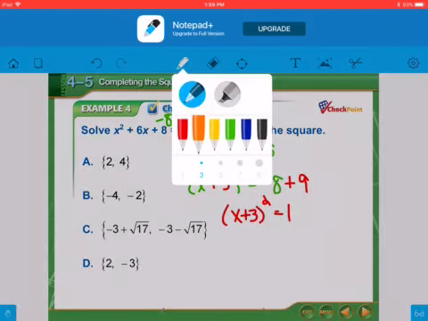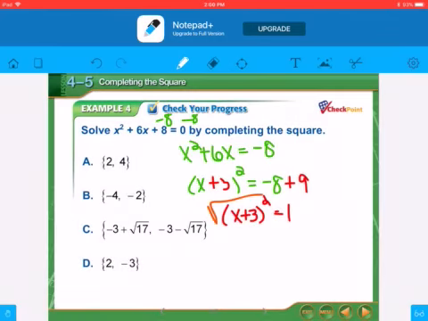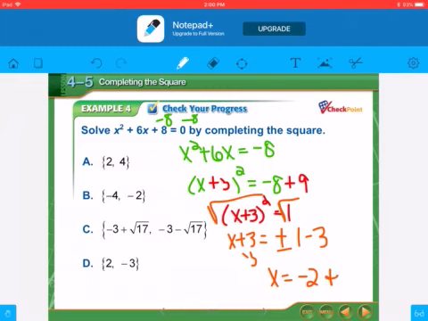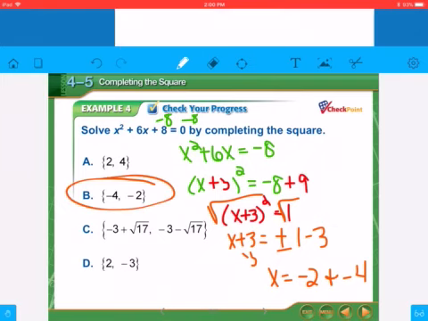So now I'm going to square root both sides. And when I square root the left side, I end up with x plus 3. But when I square root the right side, the square root of 1 is a positive and a negative 1. And then my last step is I subtract 3. So I get that x equals positive 1 minus 3, which is negative 2, and negative 1 minus 3, which is negative 4. So our two solutions are negative 2 and negative 4.